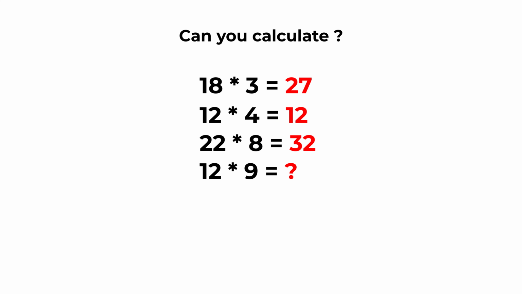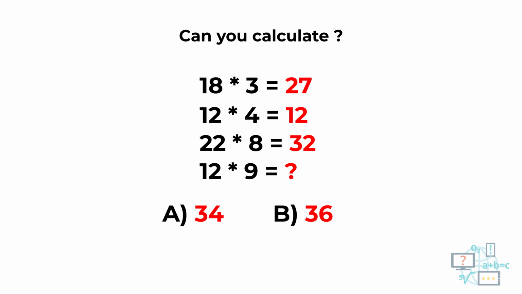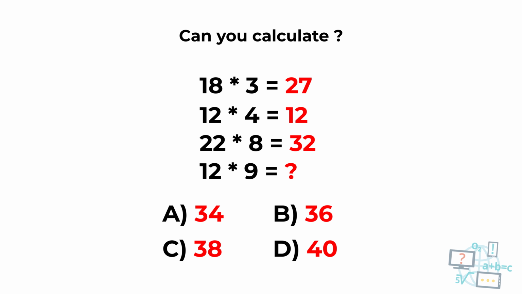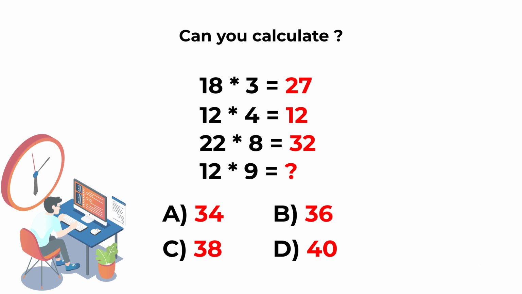You have 4 different choices. Choice A, 34. Choice B, 36. Choice C, 38. And choice D, 40. Do you see the answer? Give yourself a little bit of time because the answer may not be obvious.